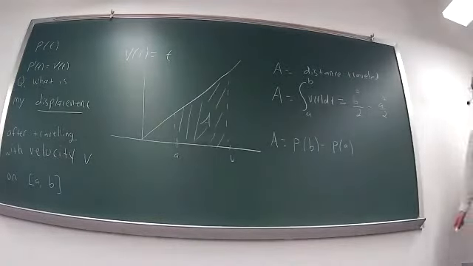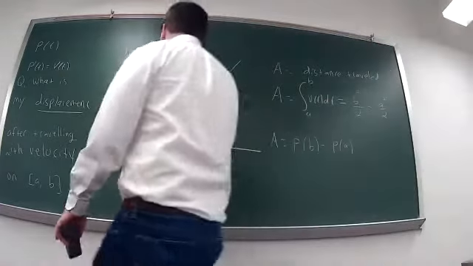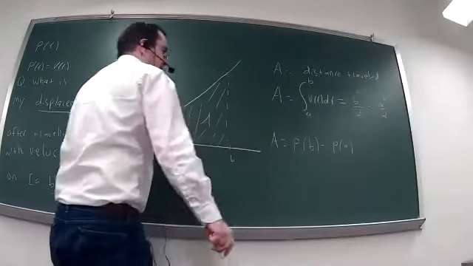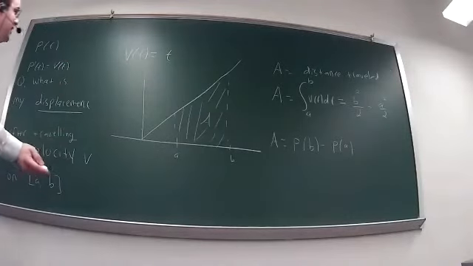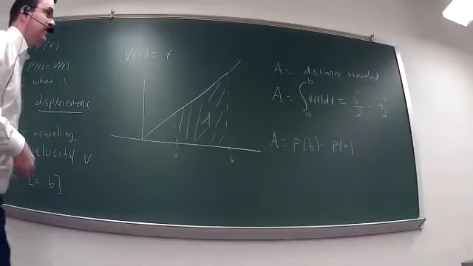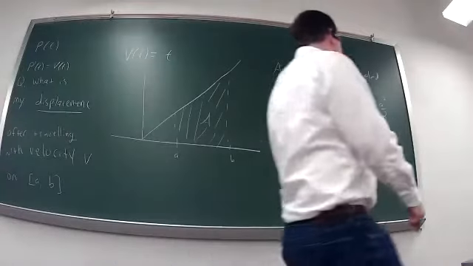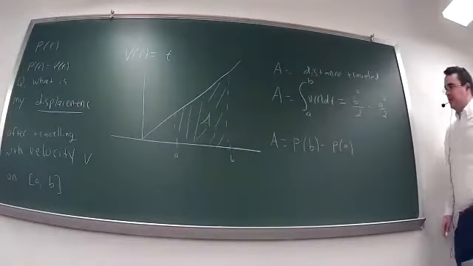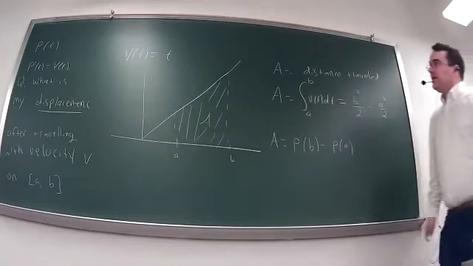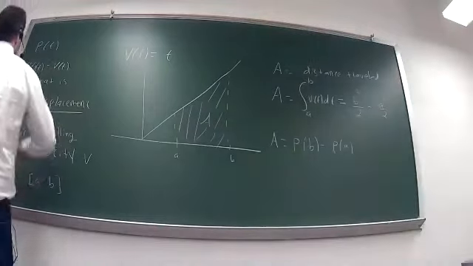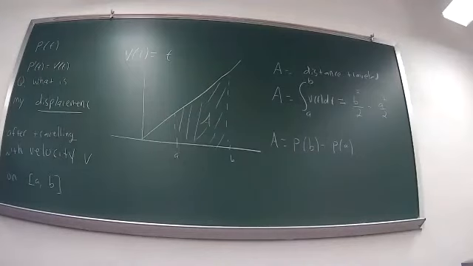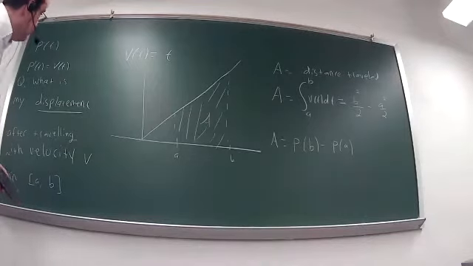That makes total sense, right? Your position, so not your velocity. This is a graph of velocity. And if I instead look at my position, look at where I ended up minus where I started from, then that's going to be my displacement. And we know that the derivative of position is velocity. In our new language from Monday, that means that position is an antiderivative of velocity.